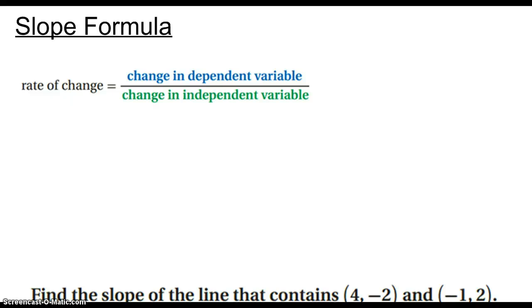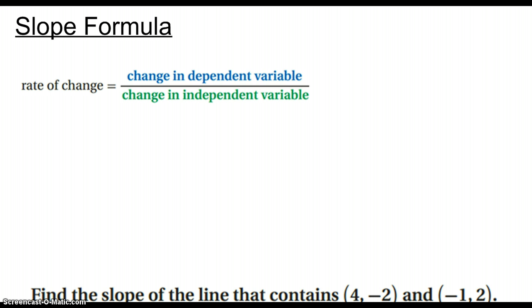Alright, welcome to the second part of slope, and we're going to talk about the slope formula. In the first video we talked about rise over run, and we used this rate of change ratio, the change in the dependent variable over the change in the independent variable. We talked about rise over run, where the change in the dependent variable was the change in your vertical motion, because the dependent variable is y, the y's depend on x.